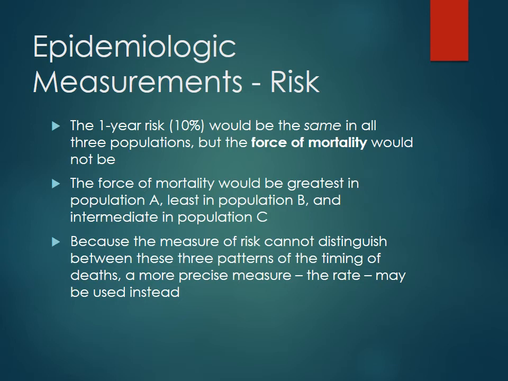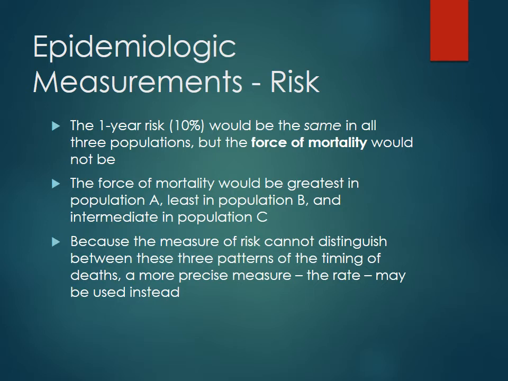So we're going to talk about the force of mortality and how that can change based on how patients are having the outcome of interest over time. And so again, the 1 year risk, again 10%, would be the same in all three populations, but the force of mortality would not be. We'll look at how you calculate that in just a minute.